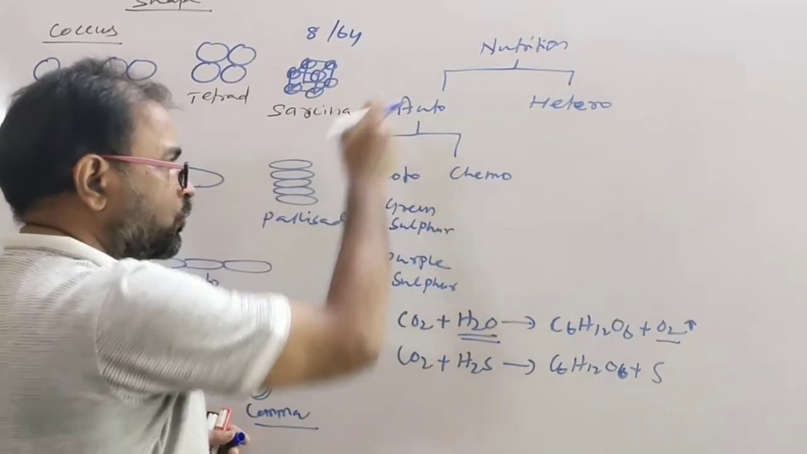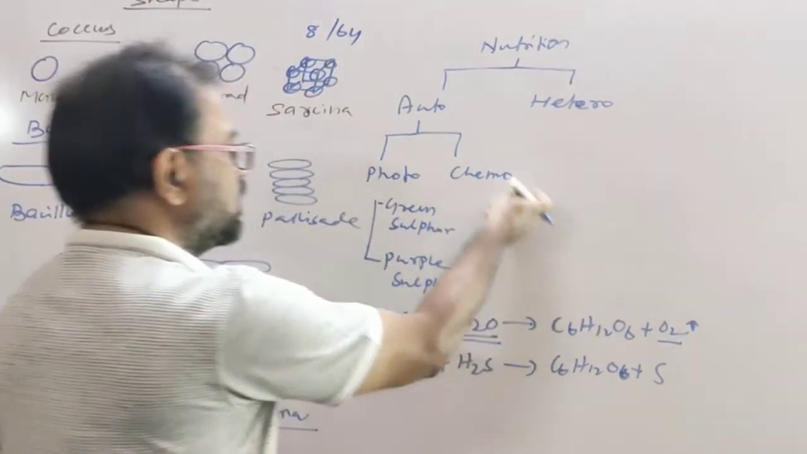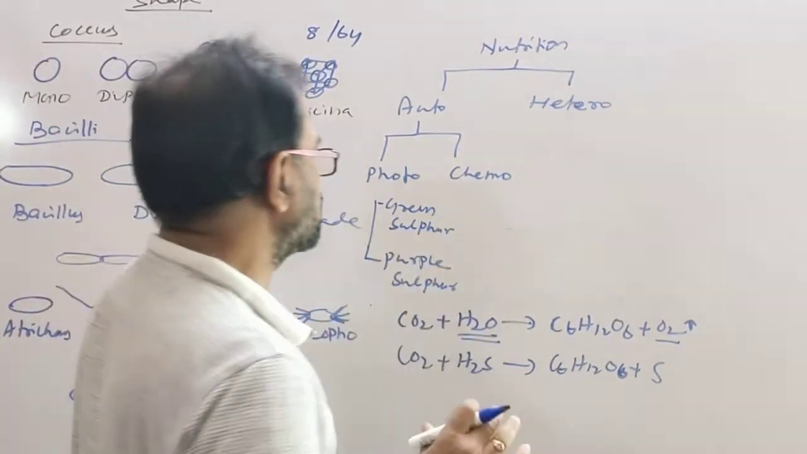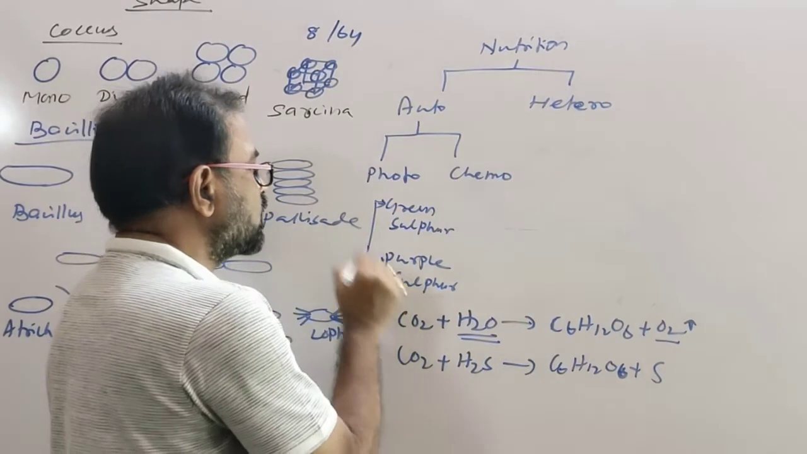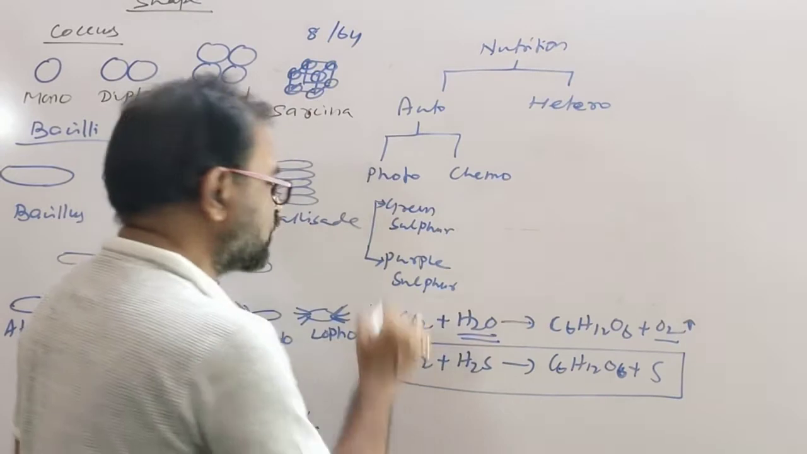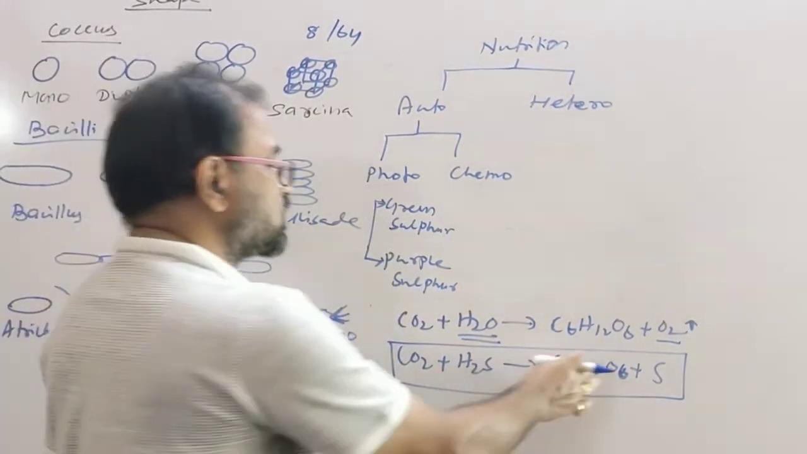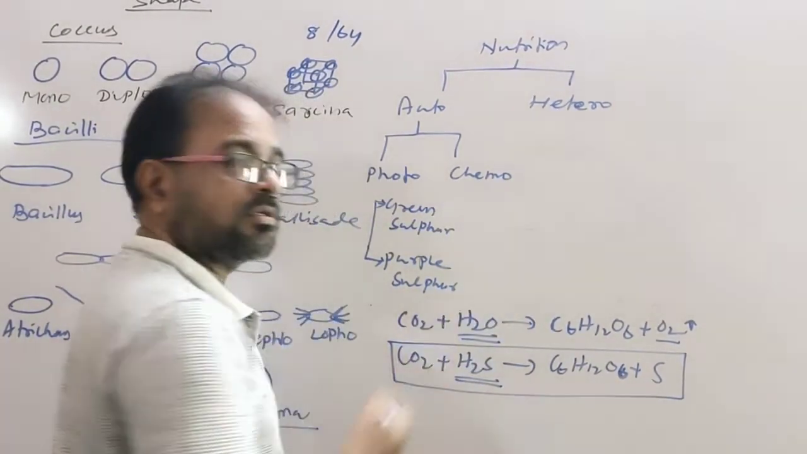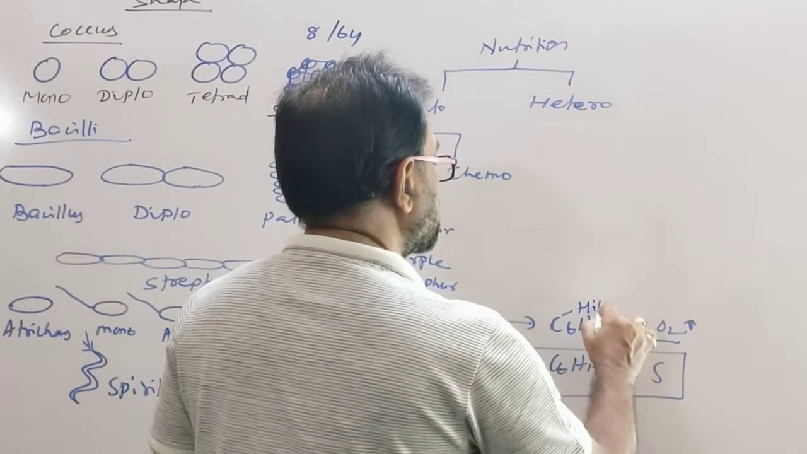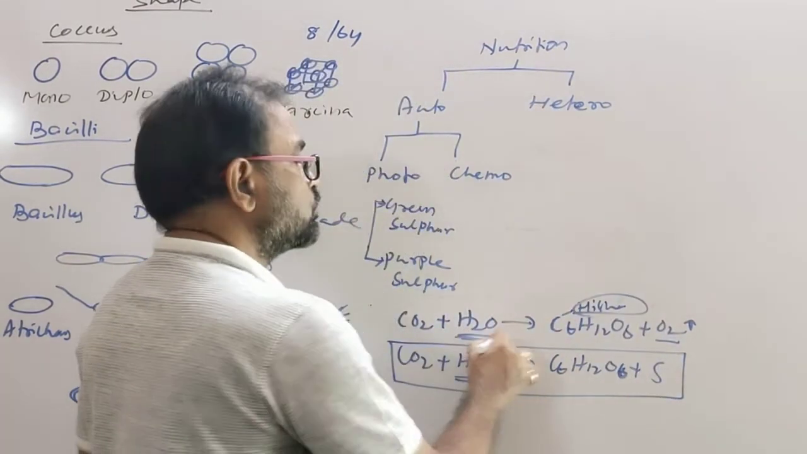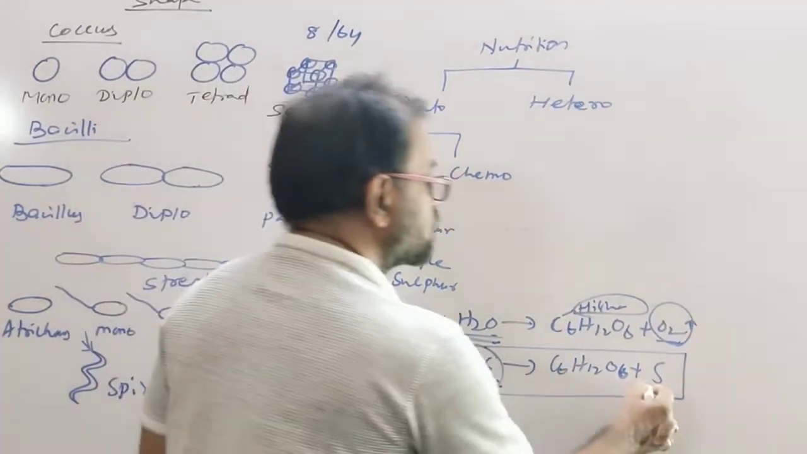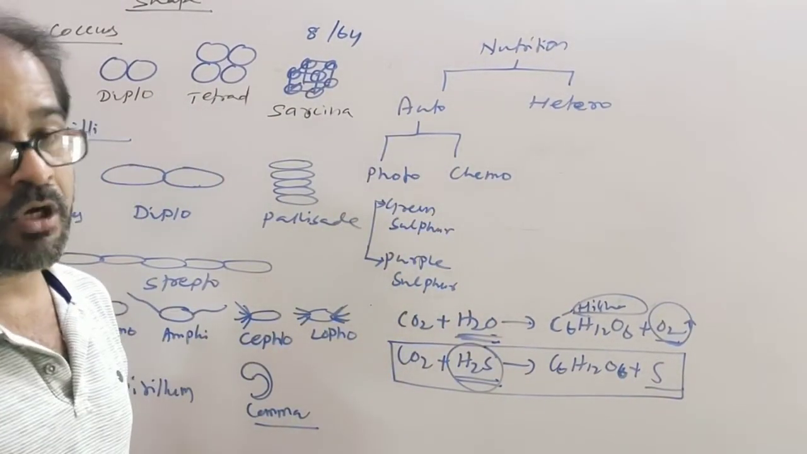Autotrophic bacteria are of two types: phototrophic and chemotrophic. In the phototrophic, bacterial chlorophyll and pigment are present. These are two types: green sulfur bacteria and purple sulfur bacteria. They perform anoxygenic photosynthesis. Here oxygen is not released. Here the hydrogen donor is hydrogen sulfide or any sulfur-containing compound, not water. In higher plants, water is used and oxygen is evolved. But in bacteria, a sulfur-containing compound is used and sulfur is released as a byproduct, not oxygen.